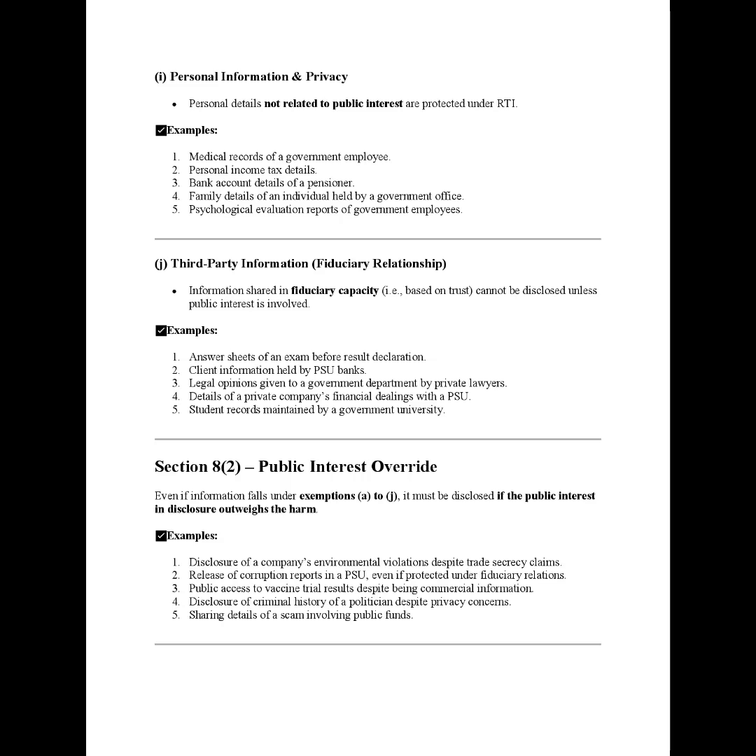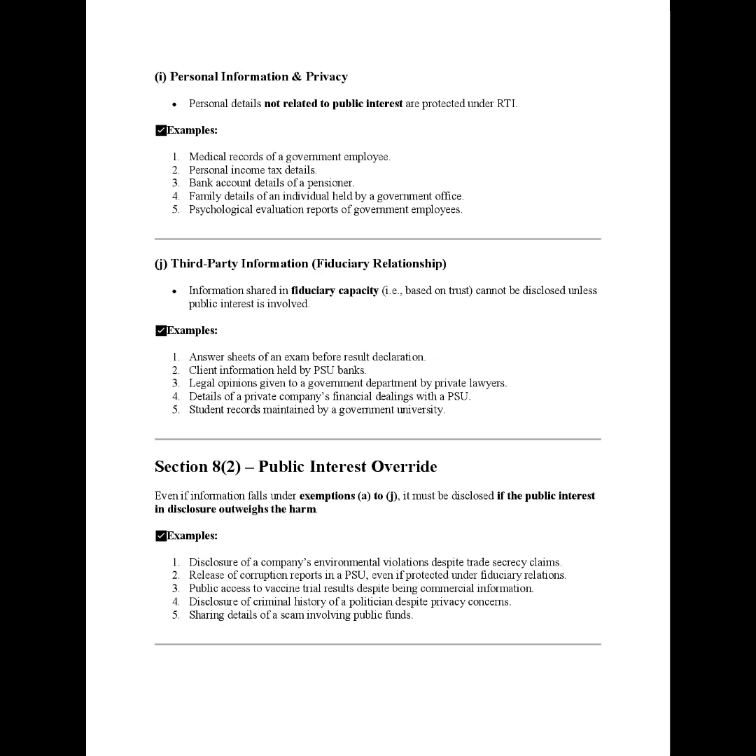J. Third-party information, fiduciary relationship: information shared in a fiduciary capacity, that is, based on trust, cannot be disclosed unless public interest is involved. Examples: 1. Answer sheets of an exam before result declaration. 2. Client information held by PSU banks. 3. Legal opinions given to a government department by private lawyers. 4. Details of a private company's financial dealings with a PSU. 5. Student records maintained by a government university.